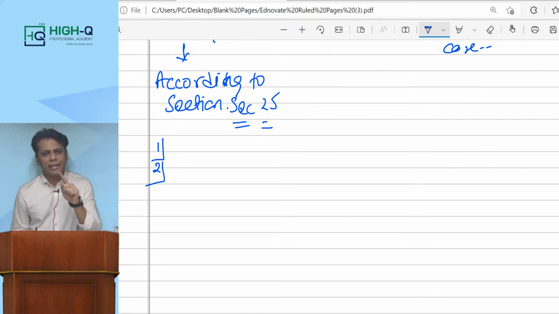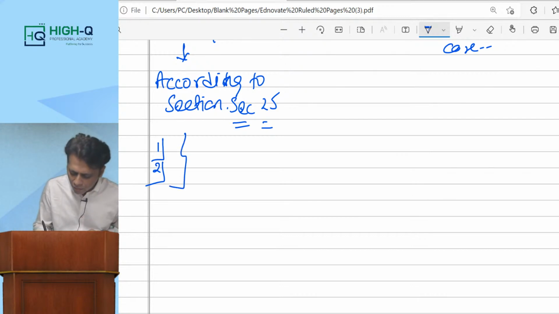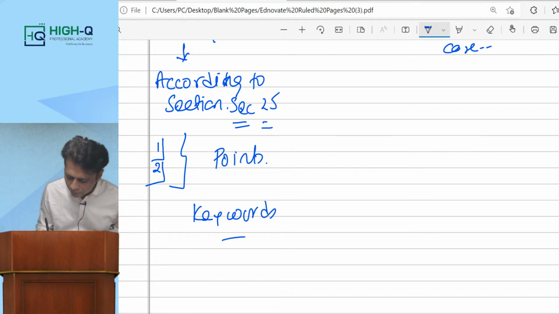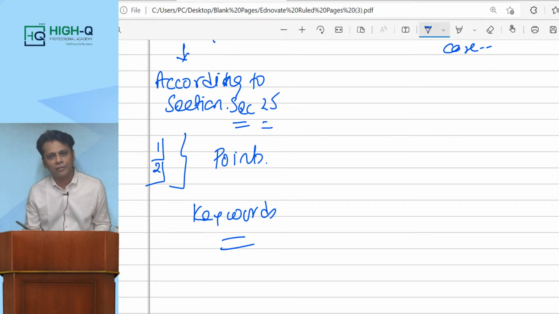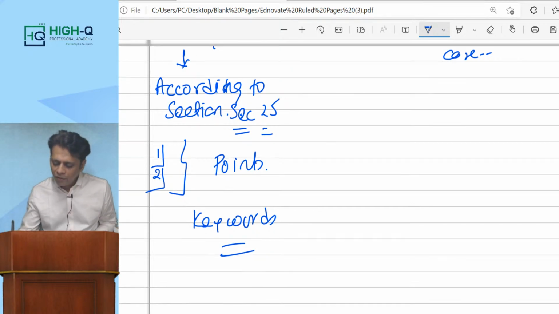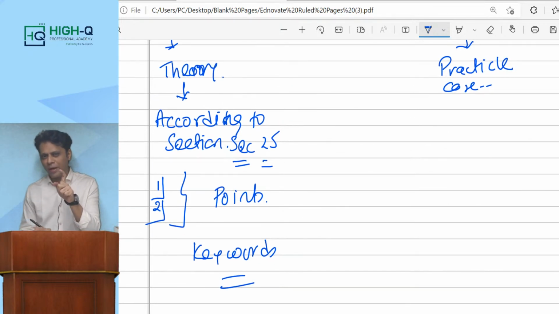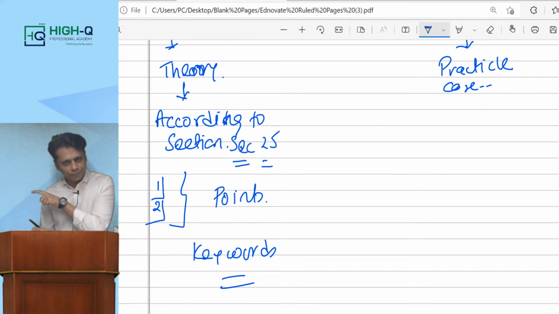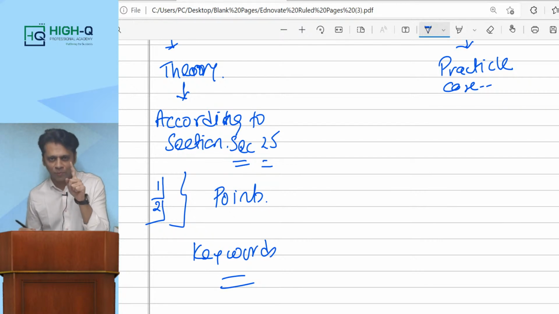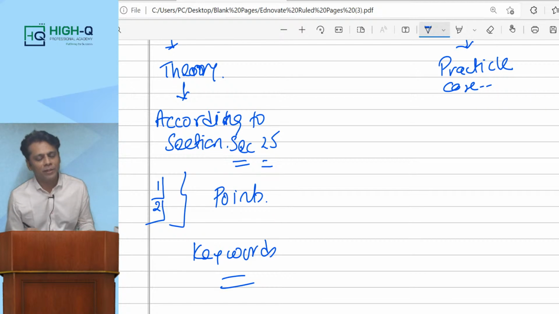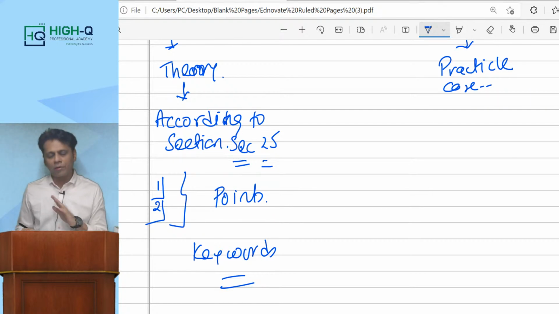So first, section number; second, points; and third, keywords. If you incorporate all these things in your answer, you will definitely get the best marks. So whenever there is a theory question, your first para would be according to section, and mind well, this section number should be correct. If you do not remember the section number, then don't write the section number.